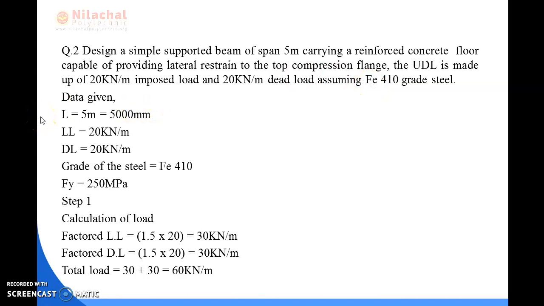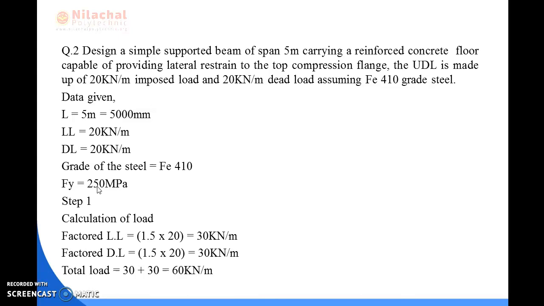So we can write L equal to 5 meter, then convert it into mm, that is 5 into 1000. Then live load is given as 20 kN per meter. Second is your dead load, which is 20 kN per meter. The grade of the steel is Fe410. The yield strength of Fe410 steel is 250 Newton per mm square. So this is all about the data given in this question. Now we will design the beam as per the steps.